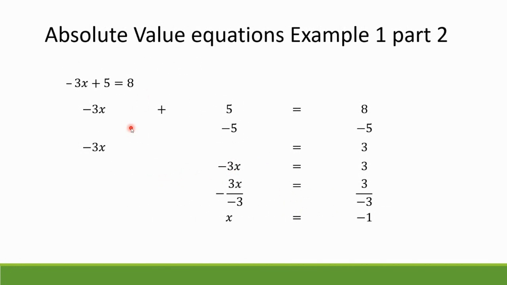So we have minus 3x plus 5, that's 8. Let's solve this equation. Just like before, we must get x all alone. So I subtract 5 from each side. As you can see, we get minus 3x is 3, right? The 5s are gone. We have minus 3x here. Then I moved it over, equals 3.